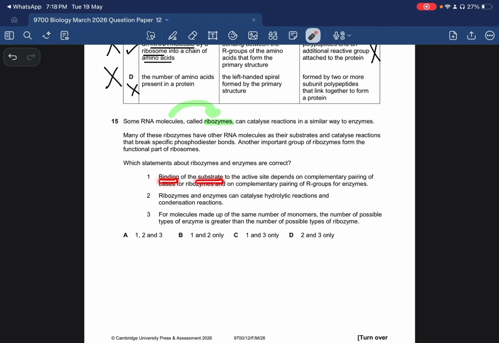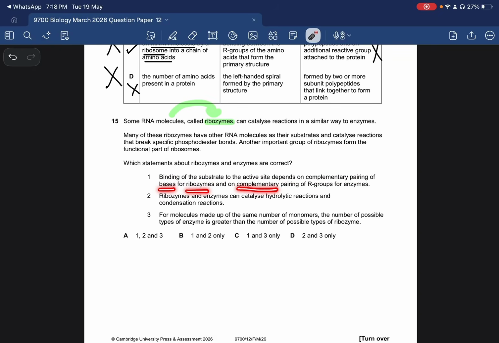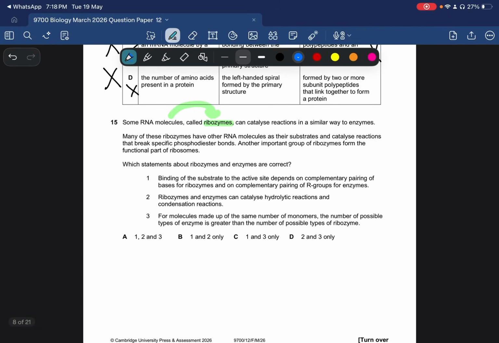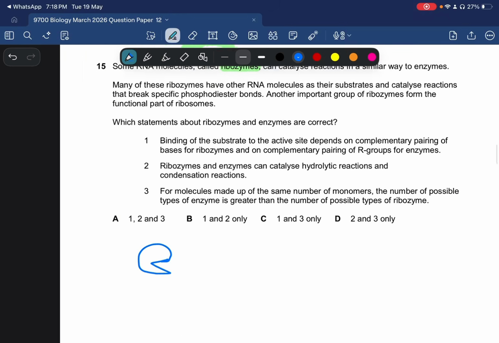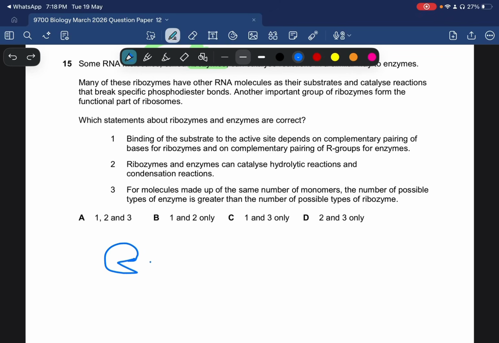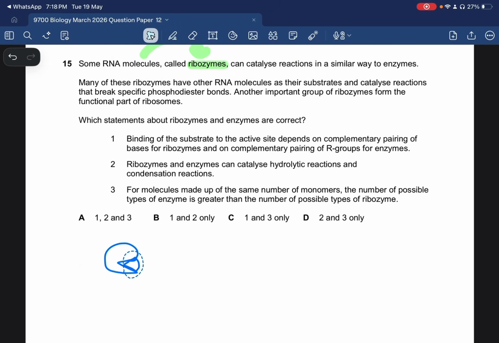So, binding of the substrate to the active site depends on the complementary pairing of the bases for ribozymes and on the complementary pairing of the R groups for enzymes. Now, this might seem difficult, but it's really not. So let's understand why. Whenever we talk about an enzyme, not a ribozyme right now, just a normal enzyme, you know that an enzyme has an active site, and we have the substrate. The substrate goes into the active site and then forms temporary bonds, right? How does it form temporary hydrogen bonds?